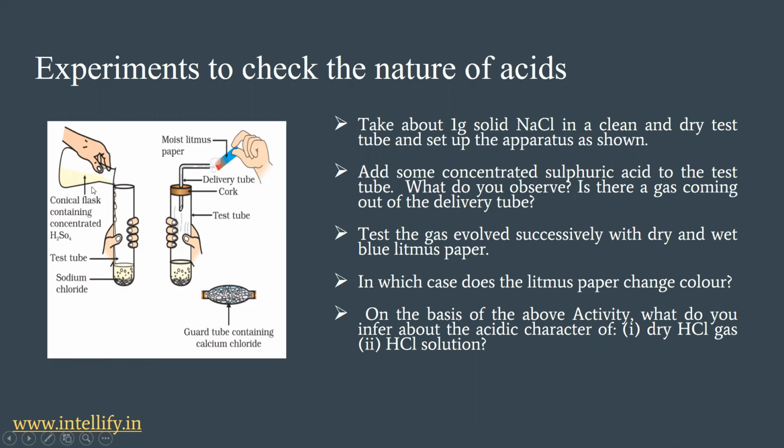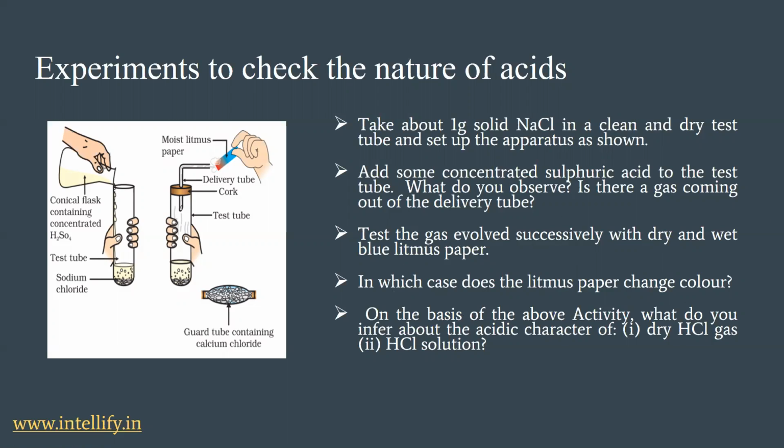You're going to take a conical flask which contains concentrated sulfuric acid and pour it into this test tube. Test the gas evolved successively with dry and wet blue litmus paper. In which case does the litmus paper change color? On the basis of the above activity, what do you infer about the acidic character of dry hydrochloric gas and hydrochloric solution?